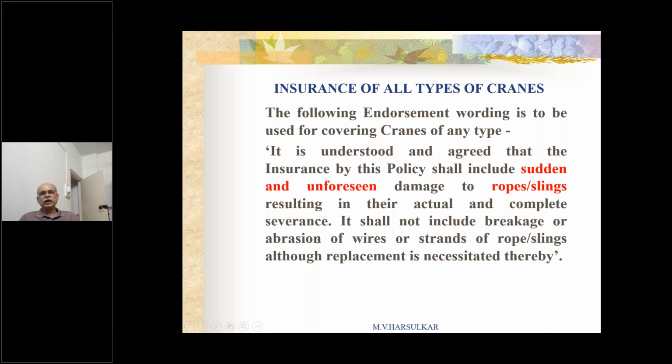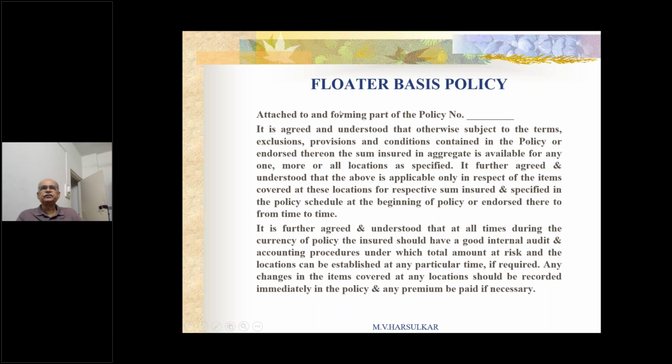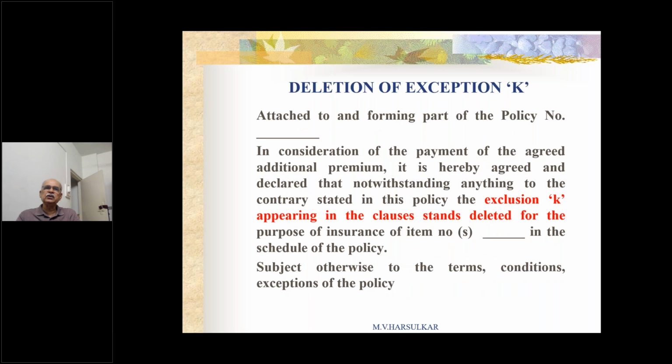It shall not include breakage or abrasion of wires or strands of ropes alone. Although replacement is necessary, and with a few wires broken the insured may have to change the ropes or sling, the insurance company will pay only when there is complete severance of the rope. In floater basis policy, same as electronic. Already I have explained the meaning. Just name locations only and the list has to be there.